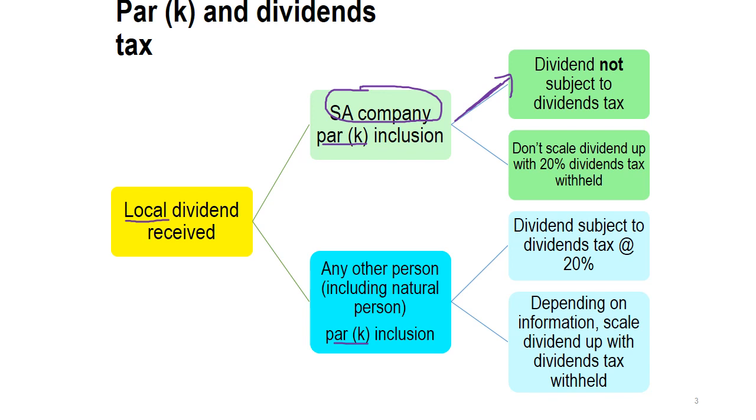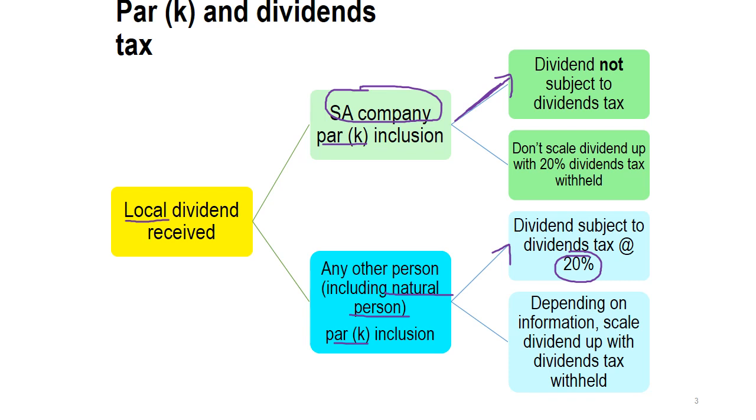Now, the situation is different if the local dividend is received by a natural person, because natural persons, if they receive dividends from South African companies, while it is exempt from normal tax, it is subject to dividends tax at 20%. Depending on what the information in the question tells you, if the question tells you that this is the amount that they received in their bank account, you have to remember that it's subject to dividends tax at 20%, so I have to scale up the amount with 20% to bring it into gross income.